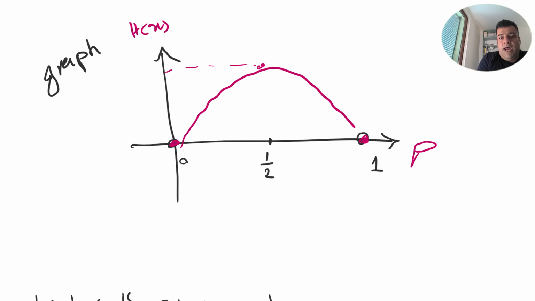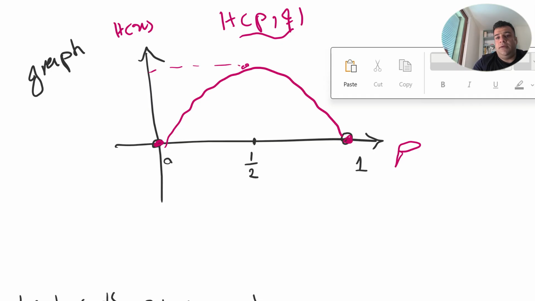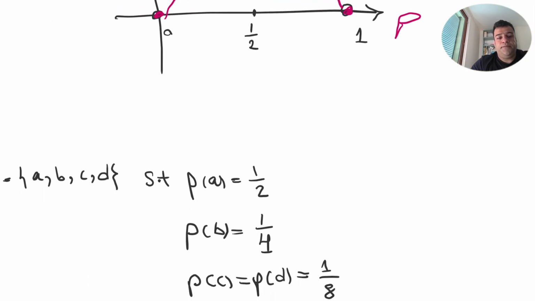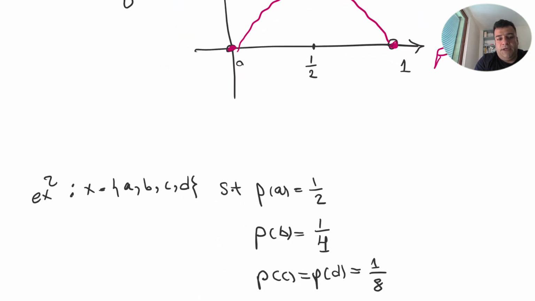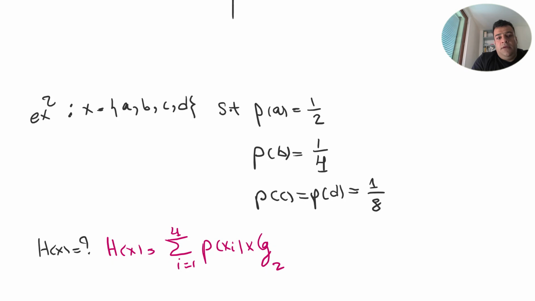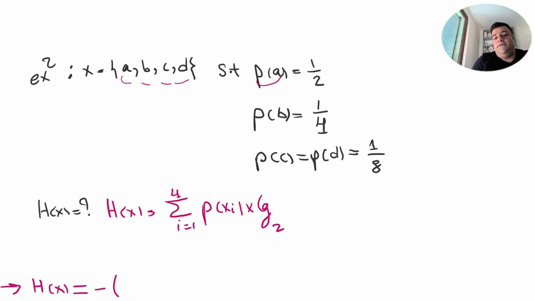That is our graph for entropy of p and q when they are binary. Okay, guys, let's go to another example. In here, our source is something like this. We have 4 elements: P(A) is 1/2, P(B) is 1/4, and P(C) and P(D) are 1/8.